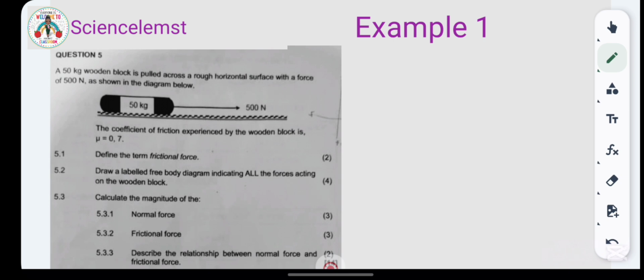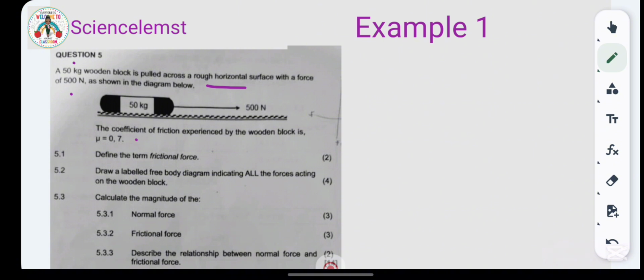Okay, so before I do calculations, I like to look at the data that's provided within the statement before I go any further. Now, let's look at it. What's given? I'm given the mass. It's 50 kg. And I'm told what? It's moving on a rough horizontal surface. So definitely there is friction, with a force of what? Of 500 Newton. So that is the force that is being applied. And I'm told what also? The coefficient of friction is 0.7.